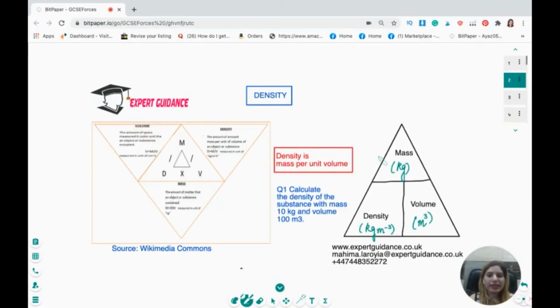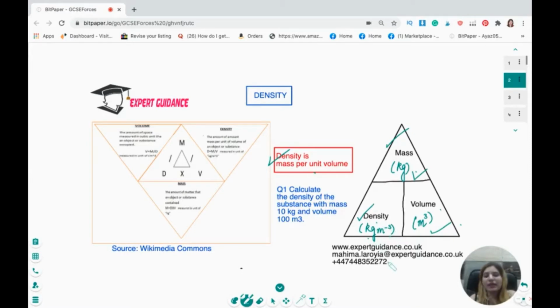Now, the first thing that you should know is what is the density of a material. Density is defined as mass per unit volume. So if I put this in the form of a triangle, we can get that density is measured as mass over volume. Now, you need to be very careful in physics with the units. So mass is measured in kilograms and volume is in meter cubed. So density will be kilograms per meter cubed.